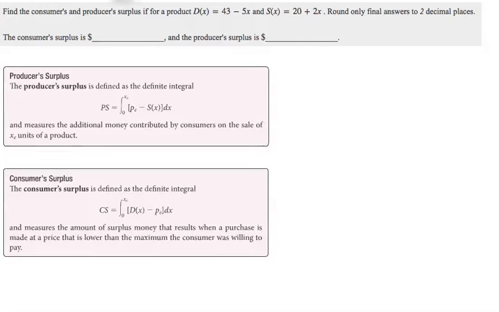In this problem, we want to find the consumer surplus and the producer's surplus given a demand function and a supply function. So first thing is we're going to need to find XE and PE, which are the number of items being sold and the price at which they're being sold at the equilibrium point where supply and demand cross. So in order to find the point XE, PE, we're going to set supply and demand equal to each other, and that'll give us the X value.